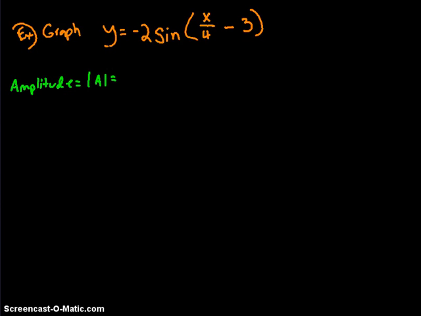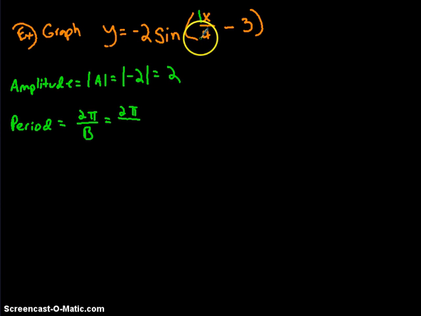You should have found amplitude to be absolute value of A, which is absolute value of -2, and that's 2. You should have found the period to be 2 pi over B. In this case, B is this. So it's going to be 2 pi divided by the number in front here. It's 1 over 4. So the B value is 1/4. So it's 2 pi divided by 1/4. You divide that fraction into a whole number, you wind up getting 8 pi.